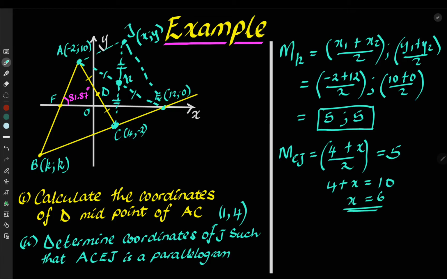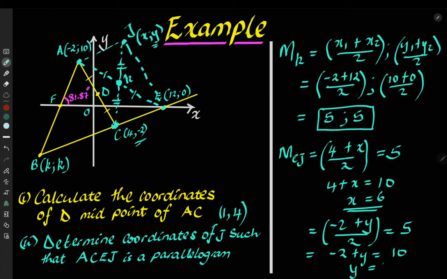And we can do the same thing for the Y coordinate, and we calculate the midpoint. For Y, it's negative 2, the coordinate of C, plus Y. So negative 2 plus Y, then divided by 2, should also give us the Y coordinate of the midpoint, which is also 5. And this can be simplified further to be negative 2 plus Y is equal to 10, and Y will be equal to 12.